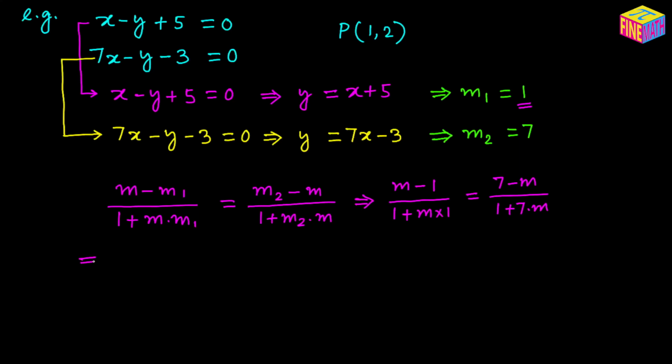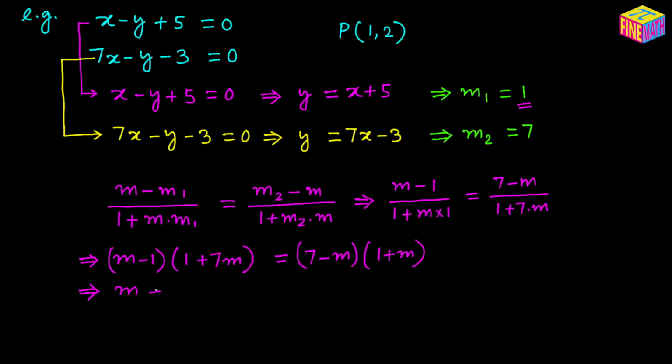And if we cross multiply, what do we get? We get (m minus 1) times (1 plus 7m) is equal to (7 minus m) times (1 plus m). And if we expand them, removing the parentheses, we get on the left hand side m plus 7 times m squared minus 1 minus 7 times m, and on the right hand side 7 plus 7 times m and then minus m and minus m squared.